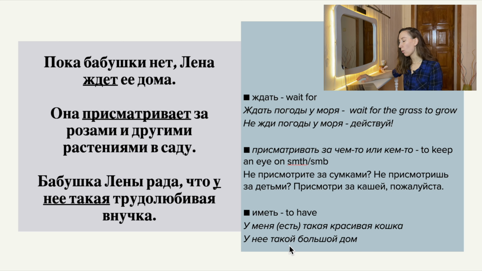У нее такой большой дом. У нее, she has, такой большой дом. Such a big house. We say у нее, dropping the verb to have. I think it's great that in some cases we drop the verb to have or to be, because here we don't have to worry about the endings of the verb because we don't have it.